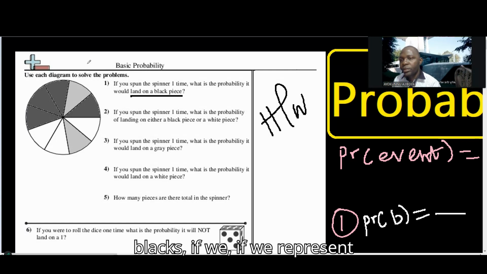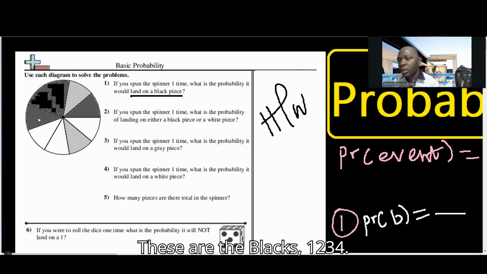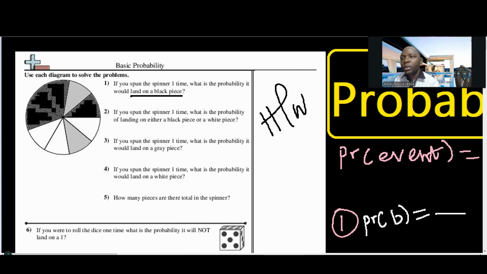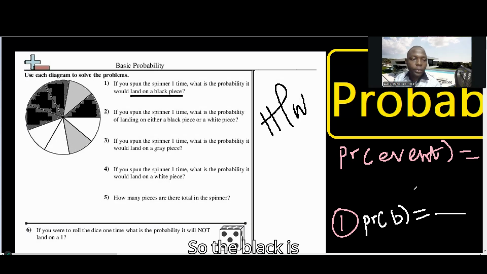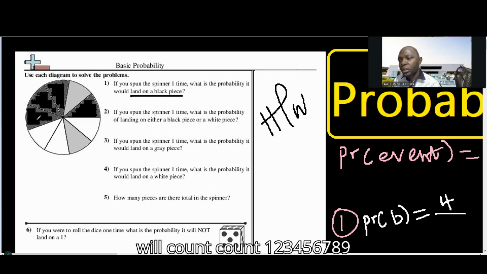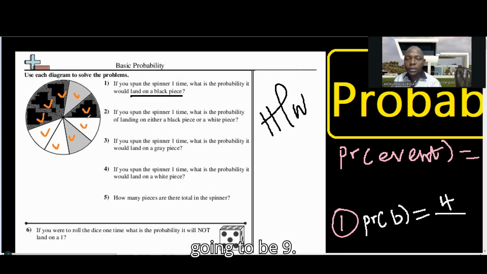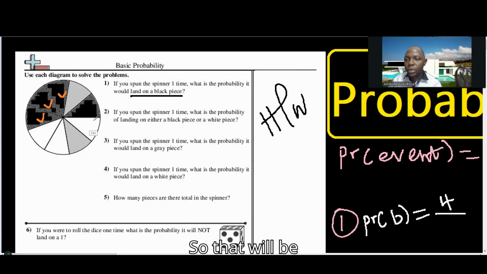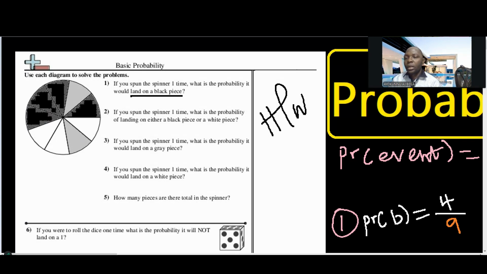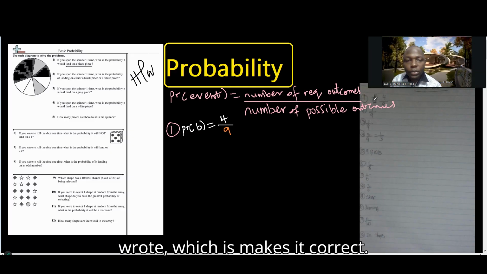So the blacks, if we represent this as black, I think these are the blacks. One, two, three, four. So the blacks that are there: four. While if we want to count the total, we can count one, two, three, four, five, six, seven, eight, nine. So the total is going to be nine. So that'll be 4/9. And I think that's what you wrote, which makes it correct.